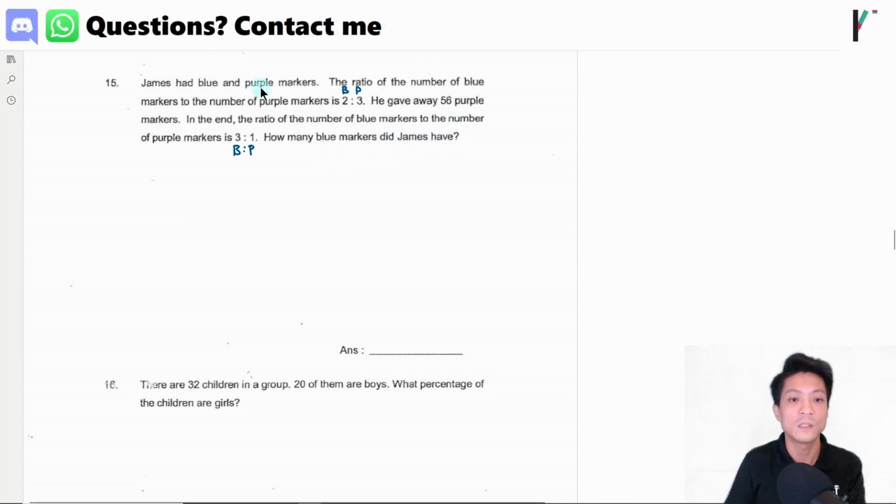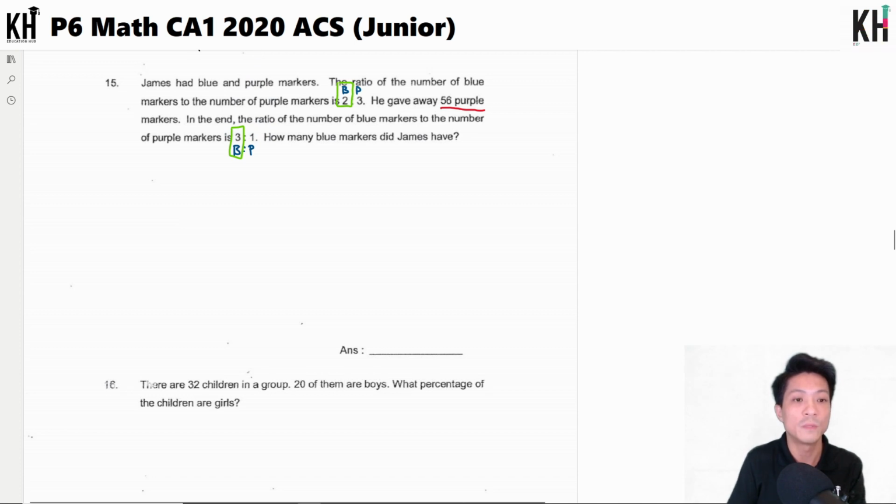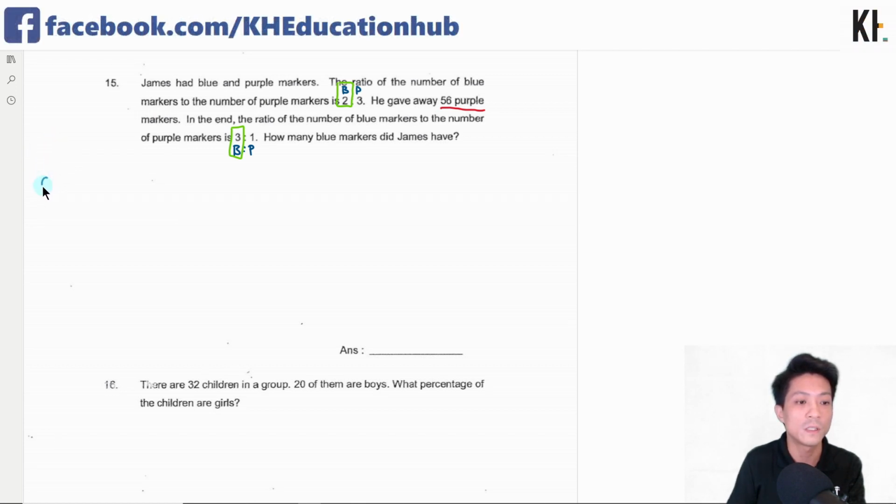In this case, you have to realize that since he gave away 56 purple markers, nothing happened to the blue markers. So the blue markers of this 2 units and the blue markers of this 3 units should be made the same. So I'm going to write this as first.